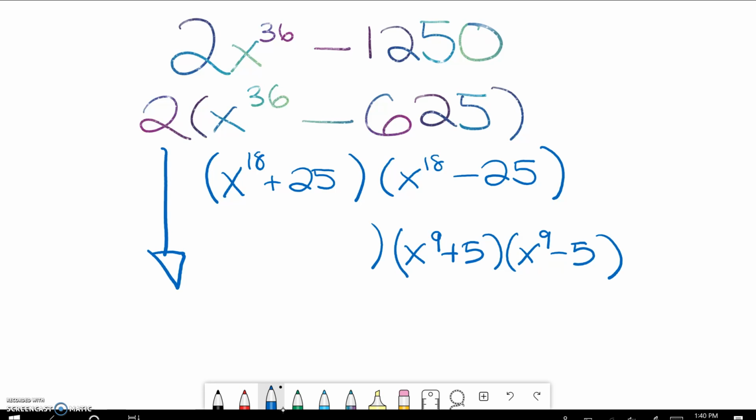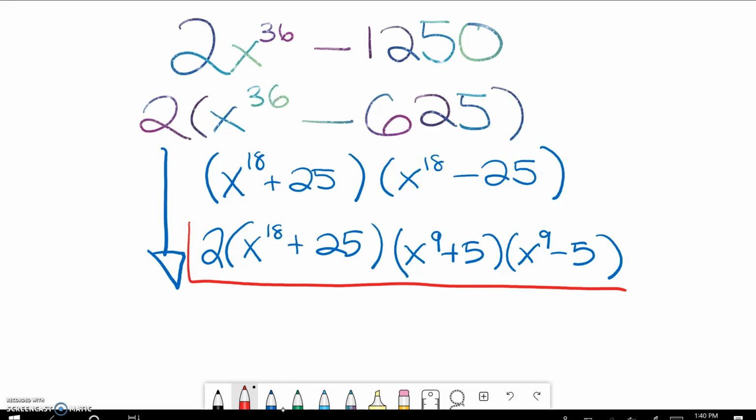This factor can come down. It's x to the 18th plus 25. And I can go ahead and bring my GCF down. So my final answer for this problem is right here.